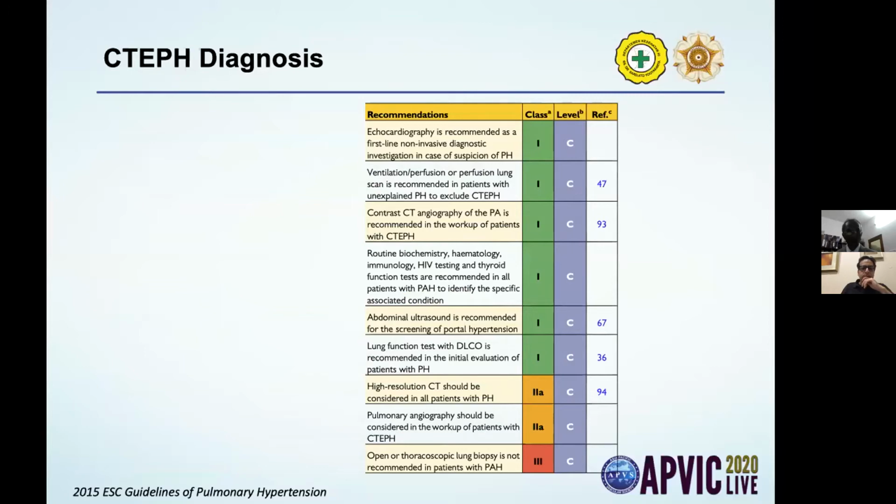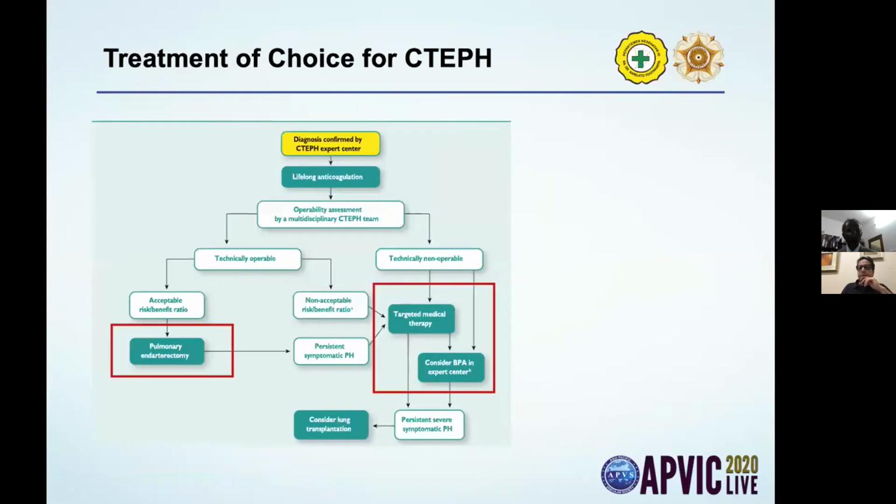And for the treatment of choice for CTEPH, once the diagnosis is confirmed, we have to give lifelong anticoagulation, and we have to see the operability, whether the patient is technically operable or not operable.